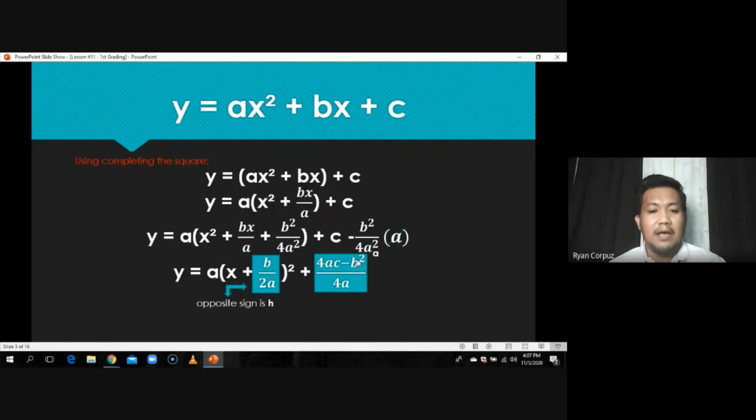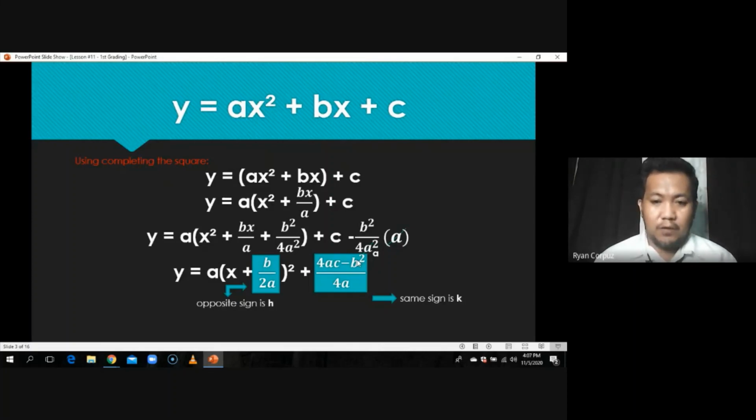So una, that B over 2A, its opposite sign is the value of H. Again, that B over 2A, the opposite sign of it will be the value of H. While that same sign of that expression, if we're going to simplify it using values, we are going to come up with the value of K. Again, when it comes to H, we can make use of the expression B over 2A, while for finding K, we can make use of 4AC minus B squared all over 4A.